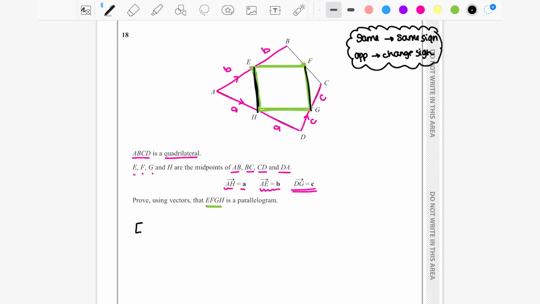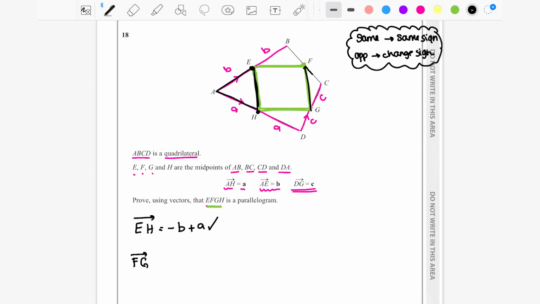So the vector for EH, we're at E and we want to get to H. So I'm going in the opposite direction, so it's going to be minus B. And then to get to H, I'm going in the same direction, so it's plus A. Done. Now let's look at FG. Now I want to get from F to G, right?